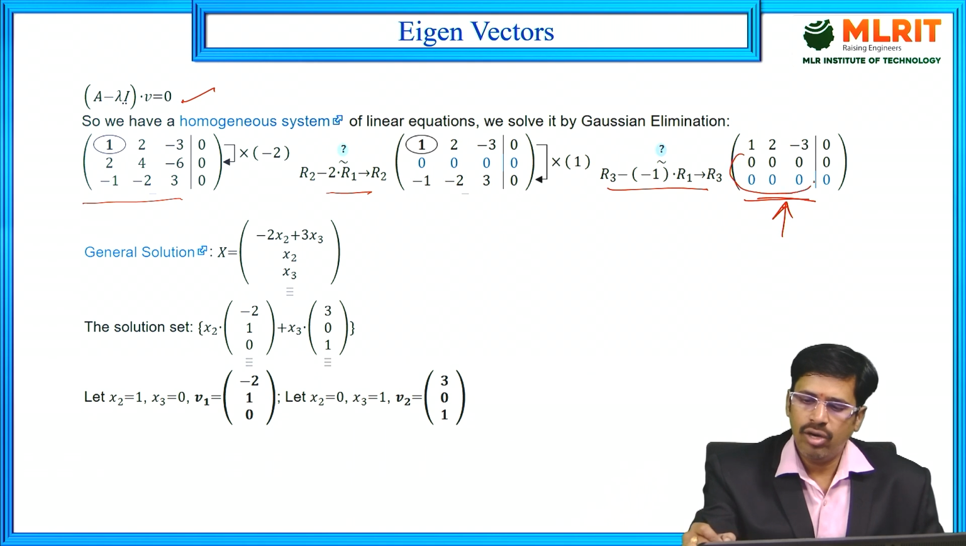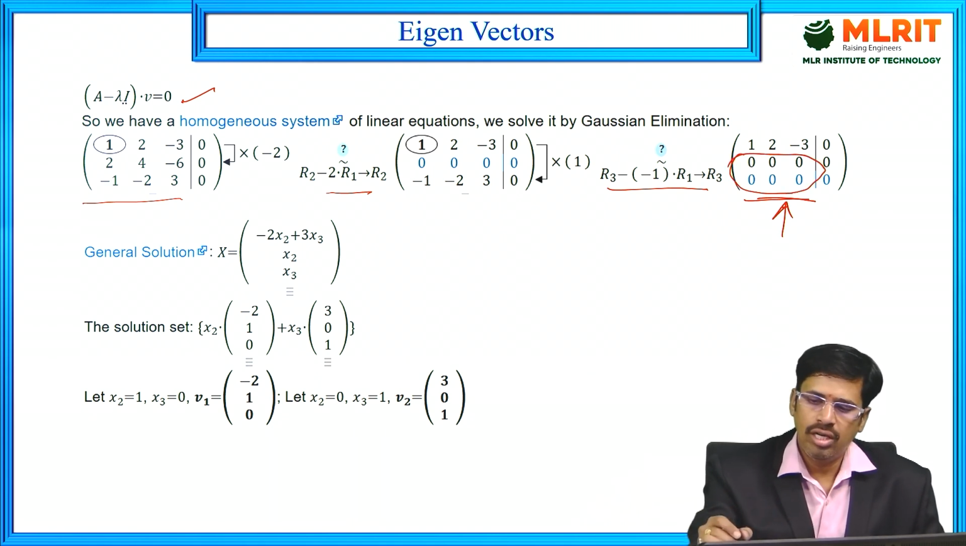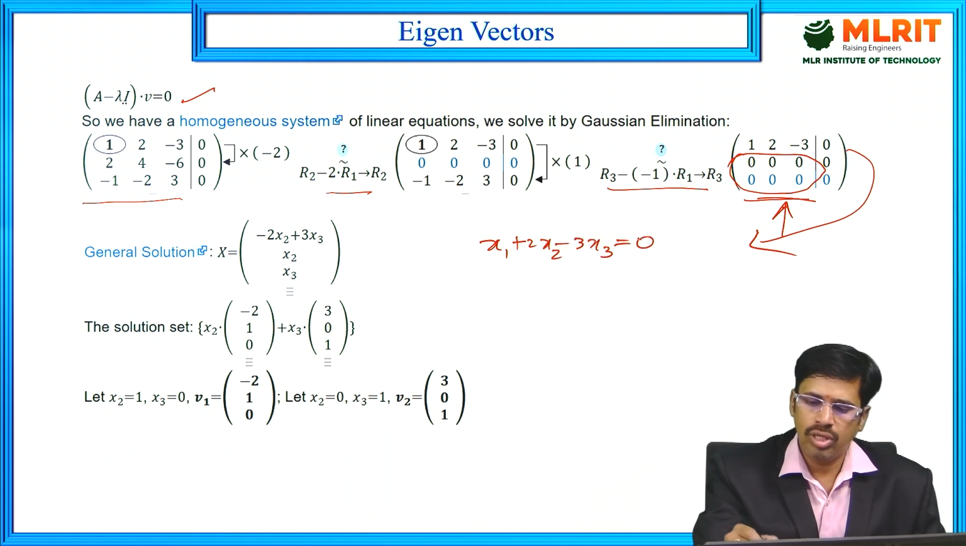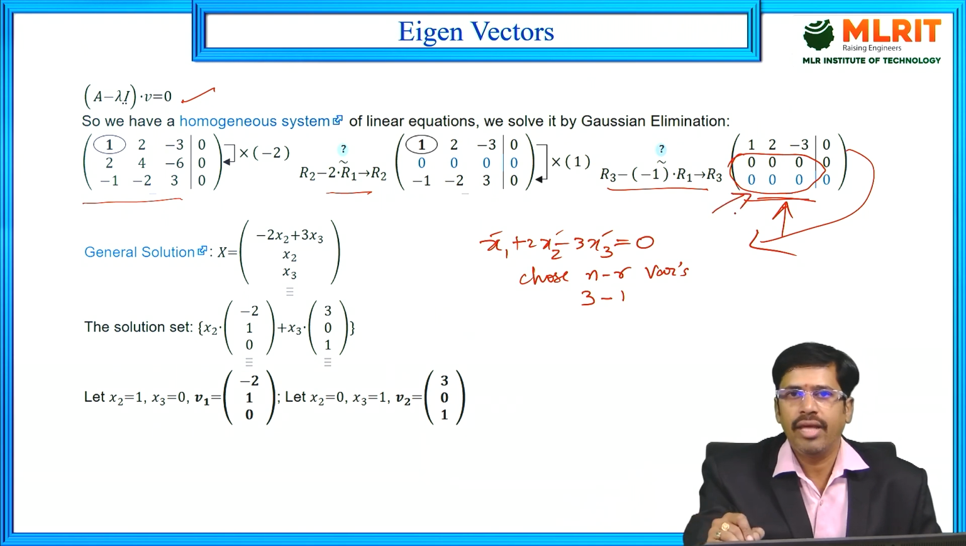Here the second row and third row are completely zeros. Only one row remains. How to write this in the form of an equation? x1 plus 2x2 minus 3x3 equal to 0. There is only one equation and there are three variables. That means choose n minus r variables as constants. Here n means the number of variables, 3, and r is the rank of the matrix, 1, because the number of non-zero rows in the matrix is 1. So rank is 1, so r equal to 1.